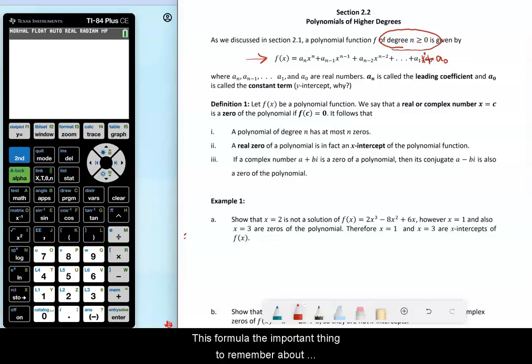The important thing to remember about a polynomial function is that all of the exponents on the variables are greater than or equal to 0. We cannot have negative exponents, we cannot have fractional exponents, we cannot have square root exponents, and we cannot divide a variable with an exponent by another variable with an exponent.